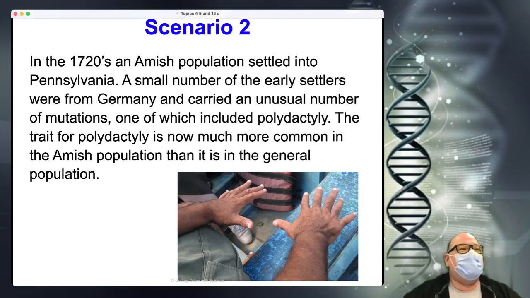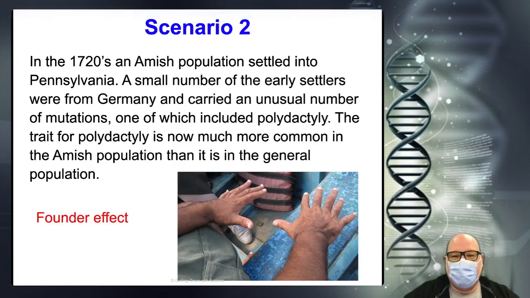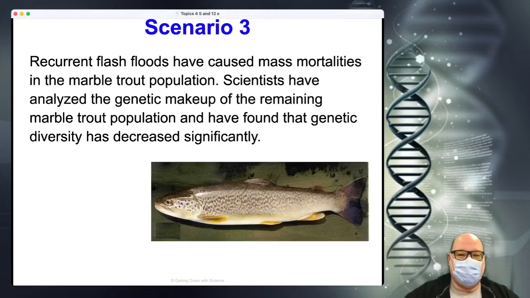Okay. So back to the question. What is this one? That's the founder effect. You're right. Okay. So we have a natural disaster, so that makes this a bottleneck.